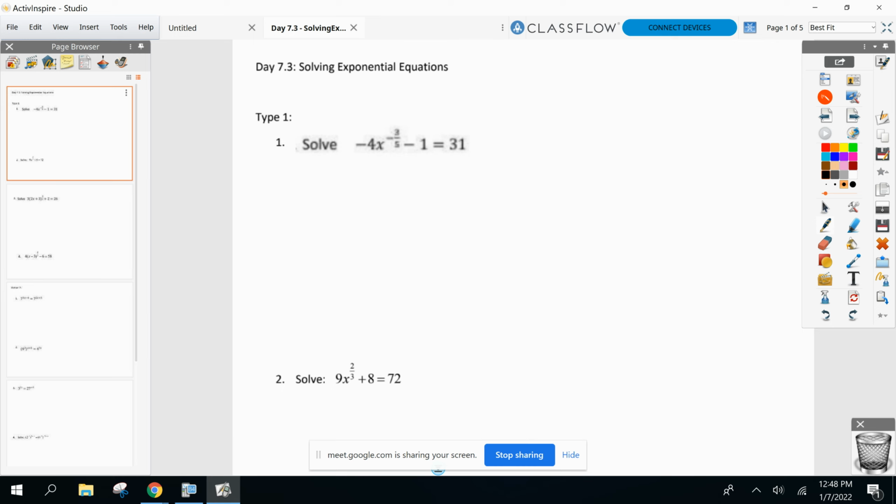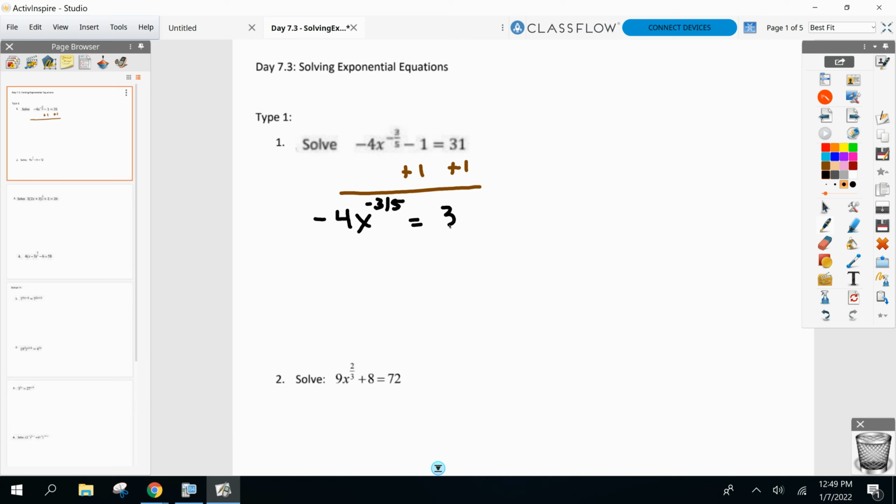Your first move on question 1 here. If I want to get x by itself, go ahead, yeah, add 1. I'm not changing the rules at all until we get to the end. So let's add 1. We end up with what? Negative 4x to the negative 3/5. That's an exponent. Equals 32.